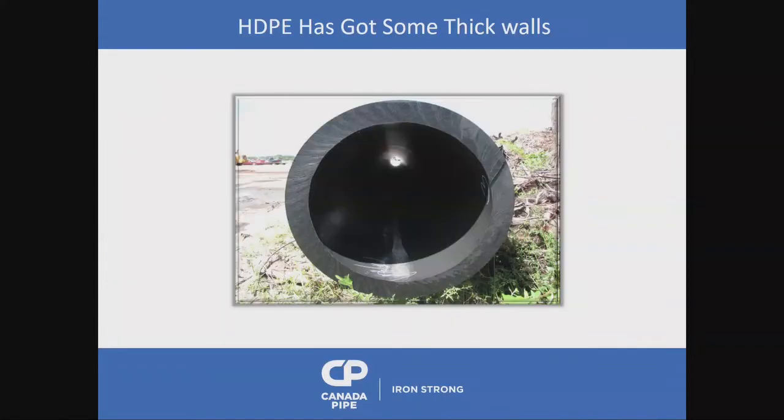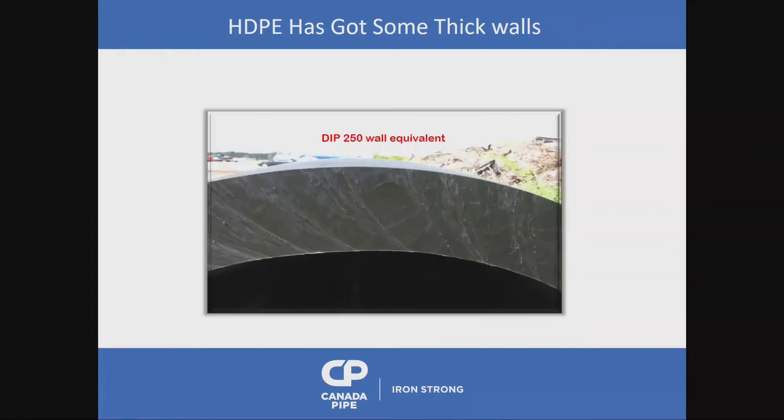Here's HDPE. It's got some pretty thick walls, and it can handle a lot of high pressures, which is great. It's got a good C factor, which is good, but you can see how thick the wall is. Here's an example of what the equivalent for ductile would be for the same pipe. And it's a really, really thin wall comparatively, so it's a lot larger internal diameter.